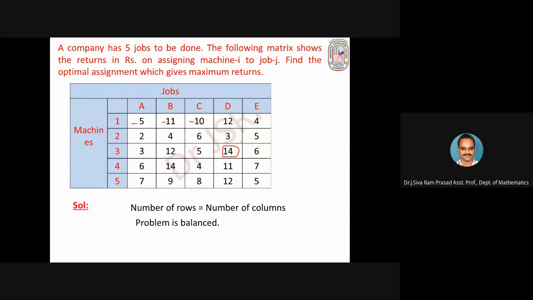So after taking the negative sign for each entry, we have to add 14 to each entry. That is, the largest element 14 to each entry. So that is the meaning. In other words, adding 14 to each negative entry means we have to subtract each entry from its largest element, that is 14.